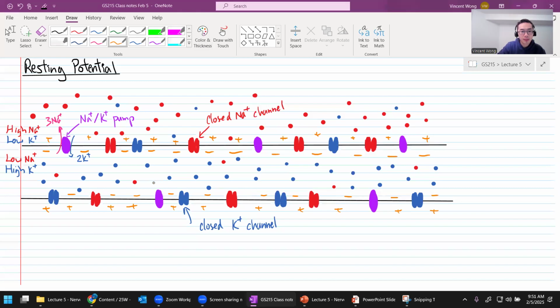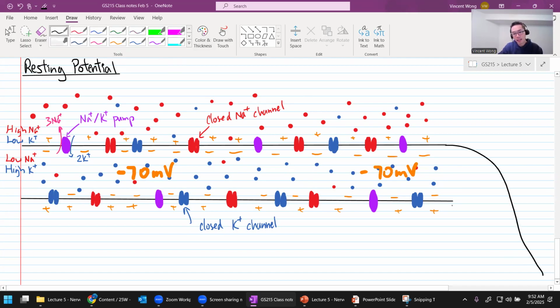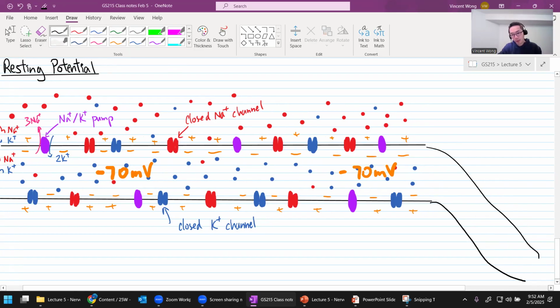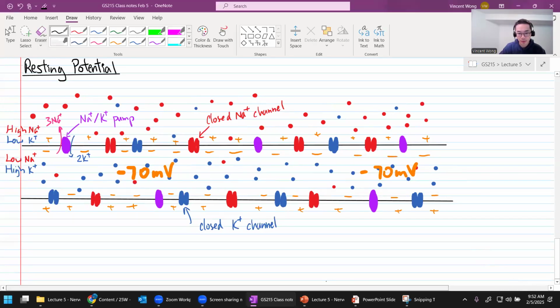So I'm going to put a number here that's negative 70 millivolts. And same thing here, negative 70 millivolts. And understand that you don't have to draw this next part, but this is very long, right? It's like the axon. It goes all the way, really, really long, all the way to the axon terminal. So this is just two chunks of it, but it's really long.